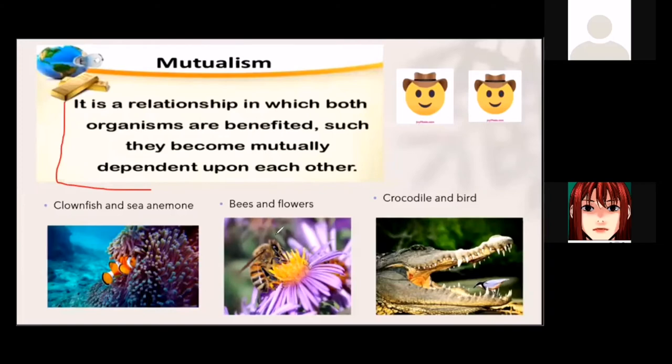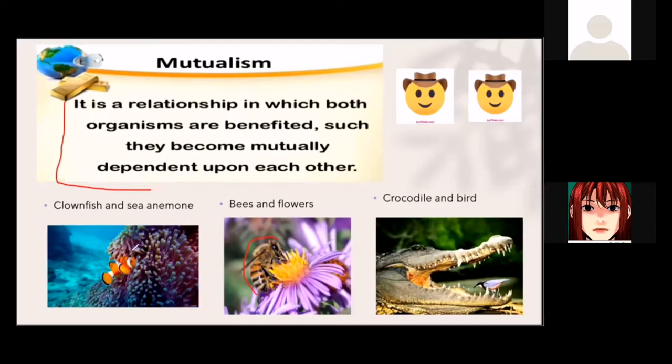The bee is not harmed, and the bee also gains benefit. They gain food from the flower, and then the flower also gains benefit from the bee. Both of them are not harmed, and they depend on each other. The bee depends on the flower, and the flower depends on the bee.